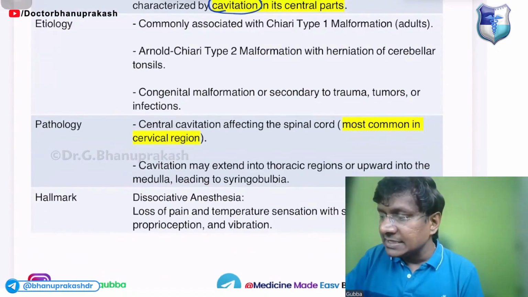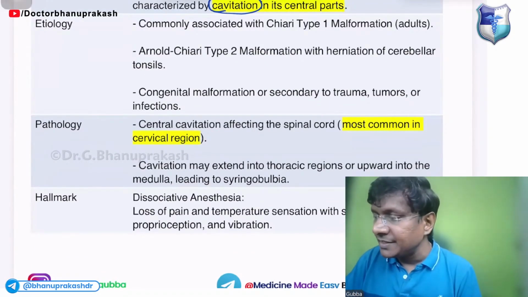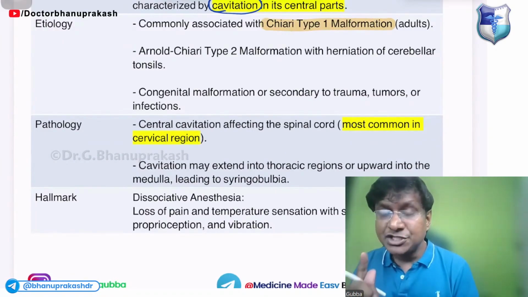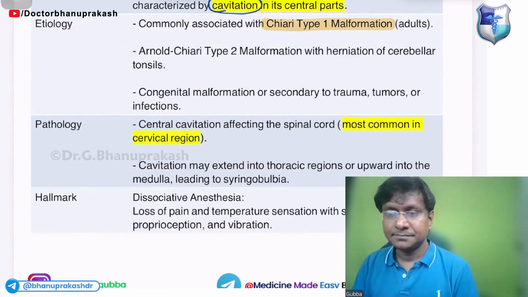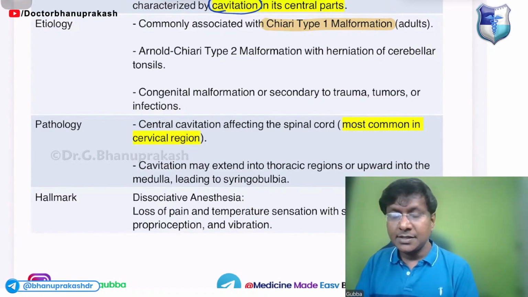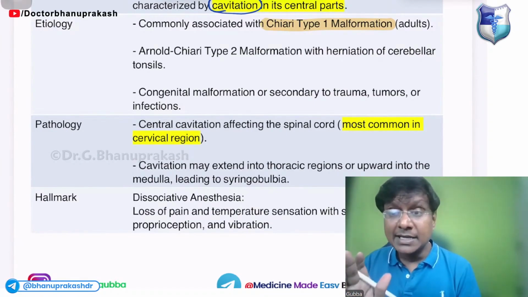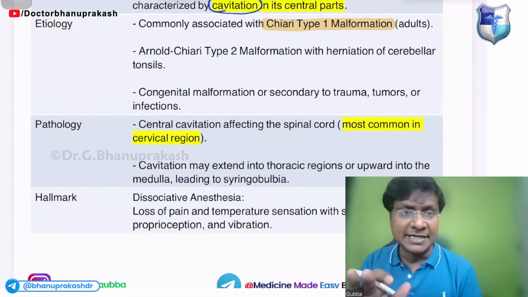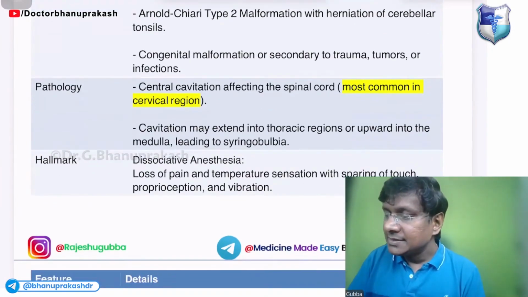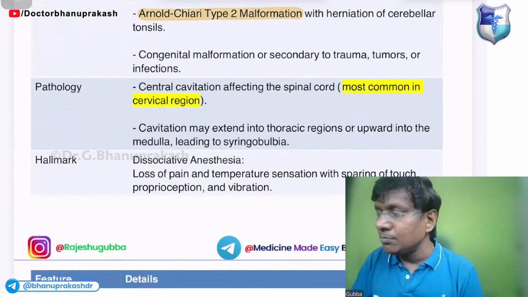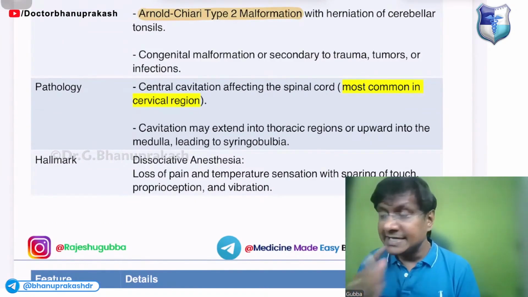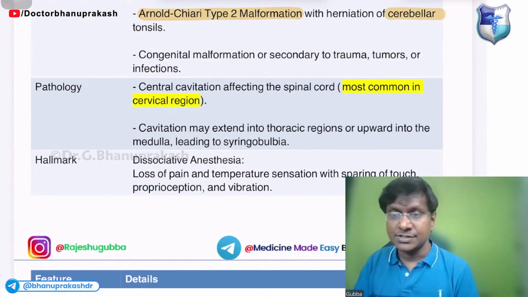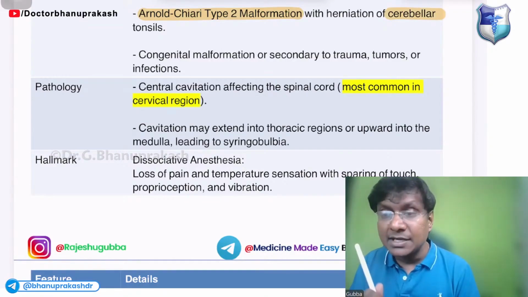Now, this syringomyelia is commonly associated with Arnold-Chiari malformation type 1. I'm sorry, not Budd-Chiari. So it is Arnold-Chiari malformation type 1. And not only Arnold-Chiari type 1 has the development of syringomyelia, even the Arnold-Chiari type 2 malformation also has it, but that is commonly associated with cerebellar tonsils. So it is Arnold-Chiari type 1.